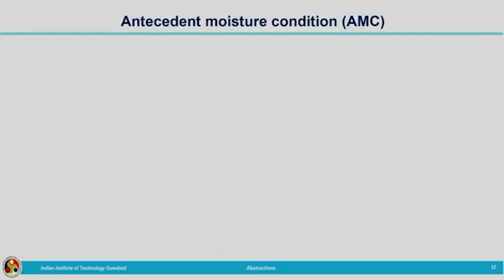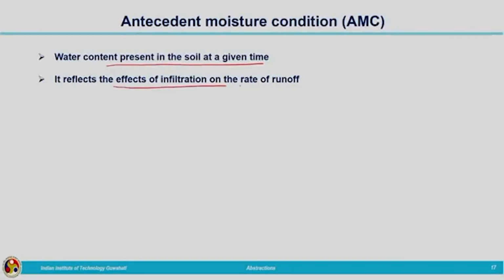Now, one particular term, antecedent moisture condition, I have mentioned earlier. So, that is the water content present in the soil at a given time. Present moment, what is the water content present in the soil? That is the antecedent moisture content, that is the prevailing moisture content within the soil. So, it reflects the effects of infiltration on the rate of runoff. Definitely, the rate of infiltration depends on the moisture content which is present in the soil.